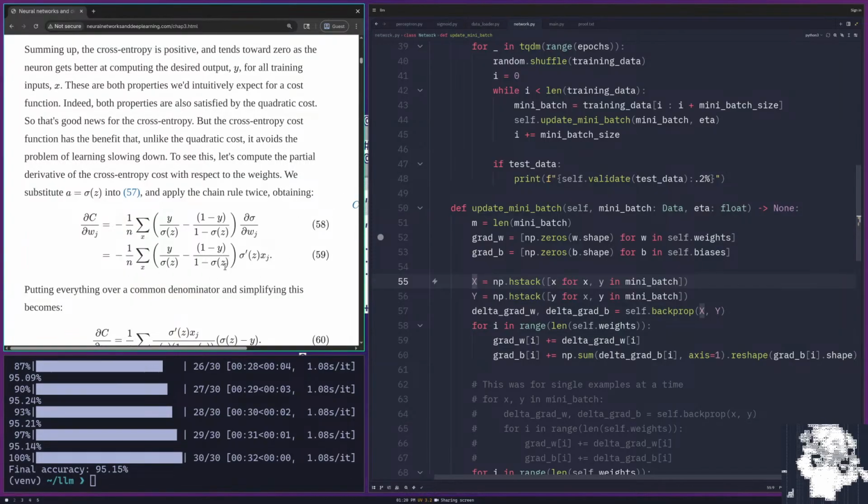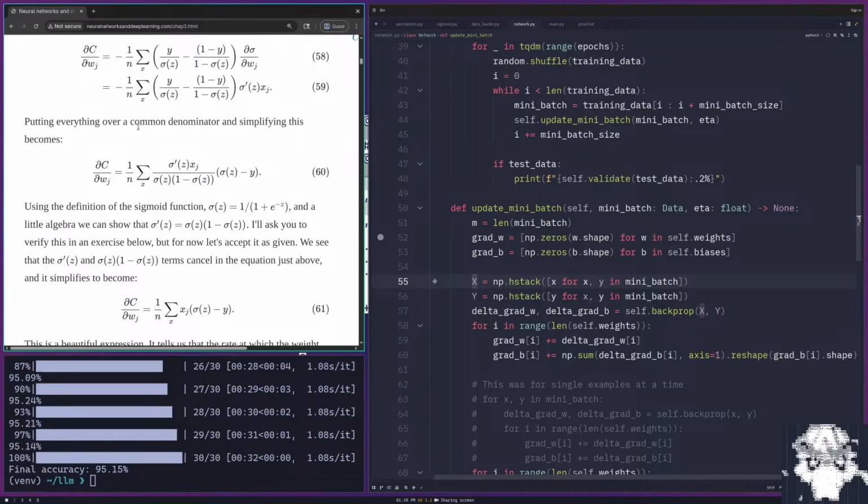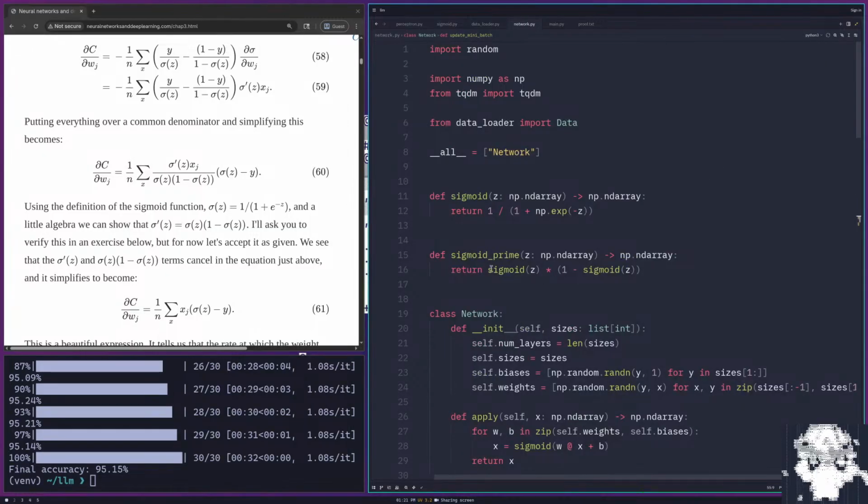So you end up with this thing that I'm not going to read out loud. Putting everything over a common denominator and simplifying, this becomes the derivative of c with respect to w equals this big thing. Using the definition of the sigmoid function, sigmoid of z equals 1 over 1 plus e to the negative z, and a little algebra, we can show that sigmoid prime of z equals sigmoid of z times 1 minus sigmoid of z. So this is the definition that we're already using in our implementation of sigmoid prime. I'll ask you to verify this in an exercise below.